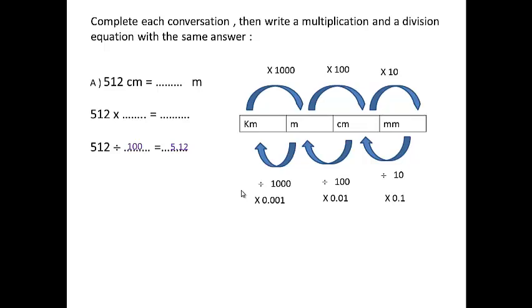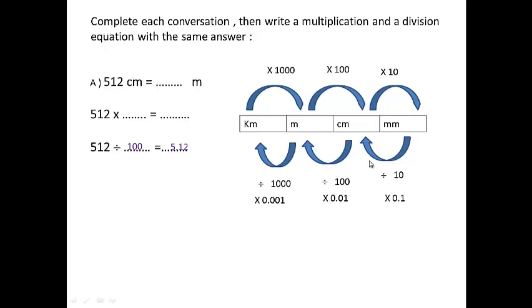This is a metric system chart for length. Kilometer, meter, centimeter, millimeter. From big to small, we'll do multiplication. From kilometer to meter multiplied by 1000, meter to centimeter multiplied by 100, centimeter to millimeter multiplied by 10.